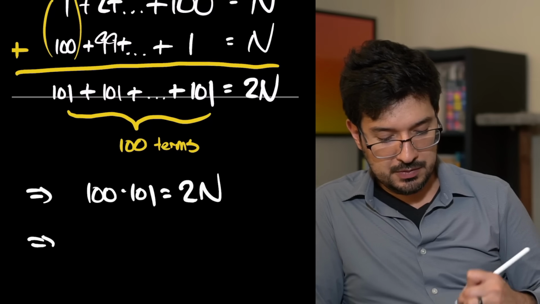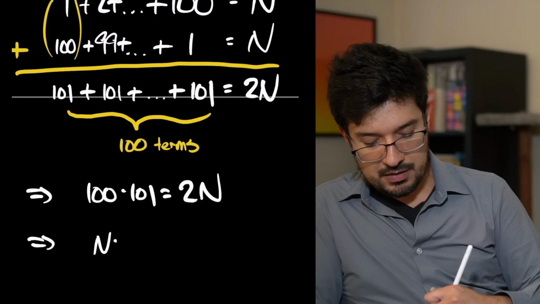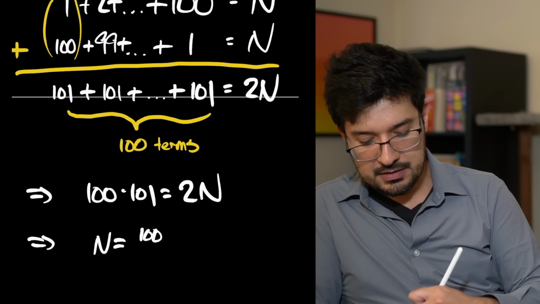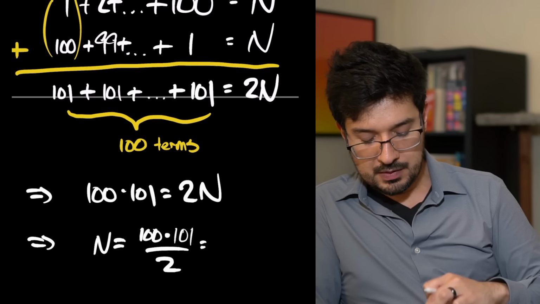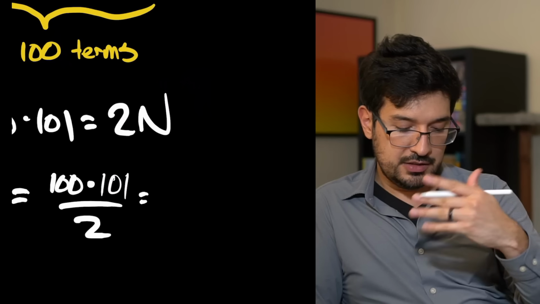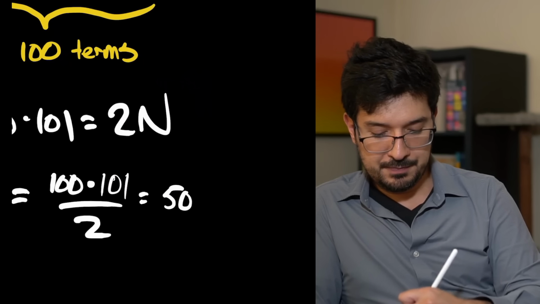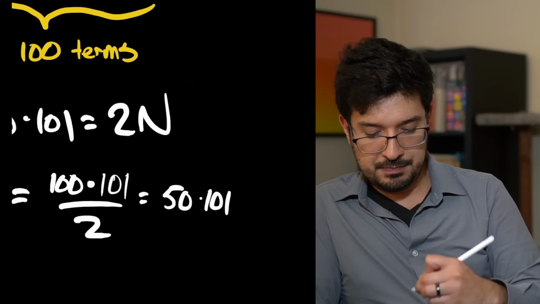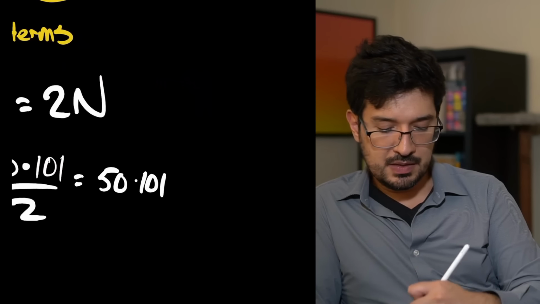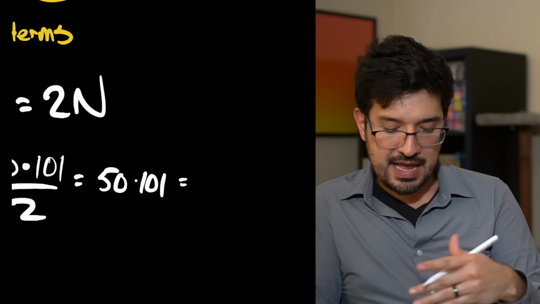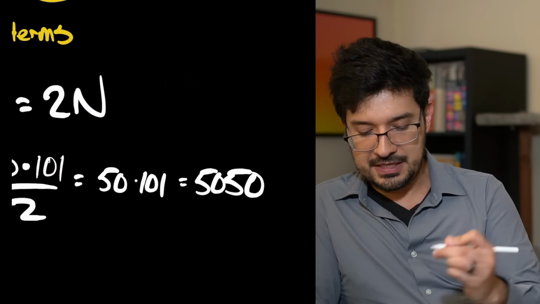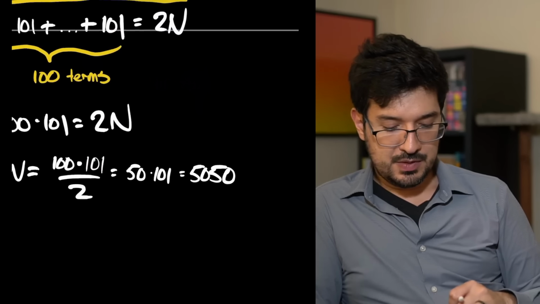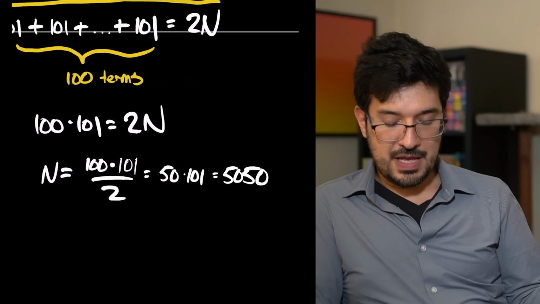If that's true, then n is 100 times 101 divided by 2. 100 divided by 2 is 50 times 101. 50 is 5 times 10, but in any case, this is 5050. So, and he was done.